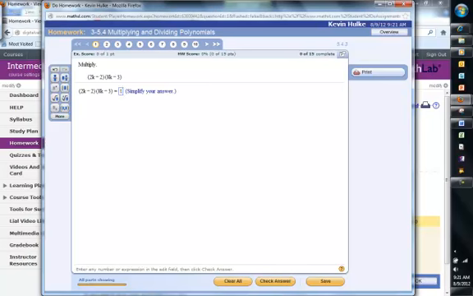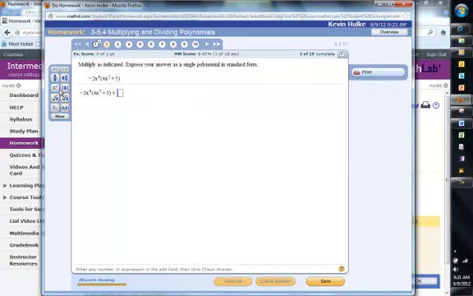16k squared minus 22k plus 6. Number 2, an easier multiplication.